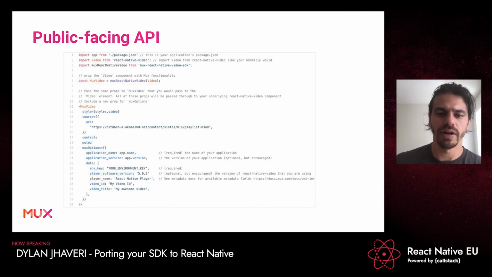So this is what I came up with, and it ends up working quite well. It's an easy API for anyone who was using React Native Video already. If they just wanted to layer in that Mux functionality, it's a really easy way for them to do that without having to refactor a bunch of things.